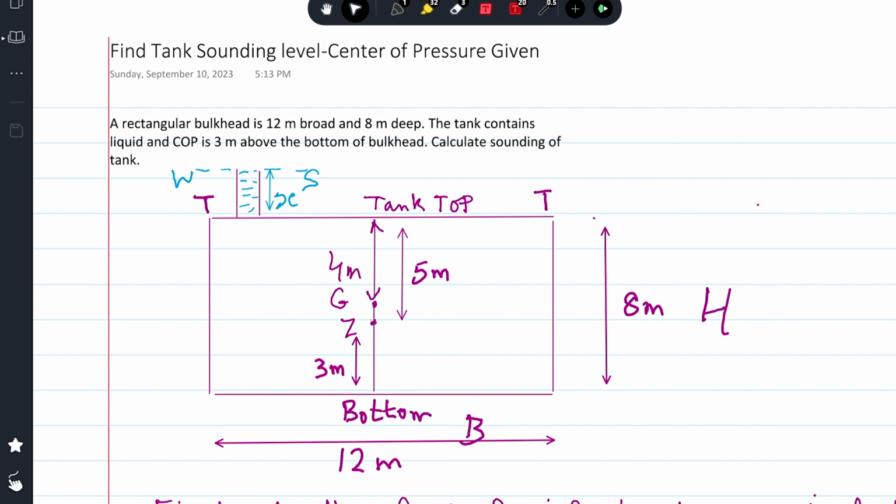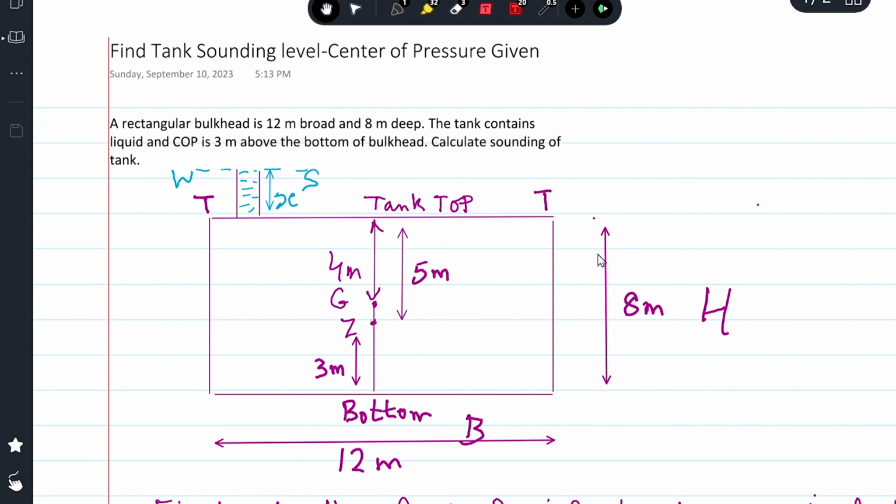The approach will be, first we will assume that the tank is just full, and then we will find what the center of pressure would have been, the location of center of pressure, if the tank was just full, meaning the liquid level was at the tank top level. Then we compare that answer with the center of pressure given in the question. That will tell us whether the tank is just full or the liquid level is above or below the tank top. Okay, let's see.